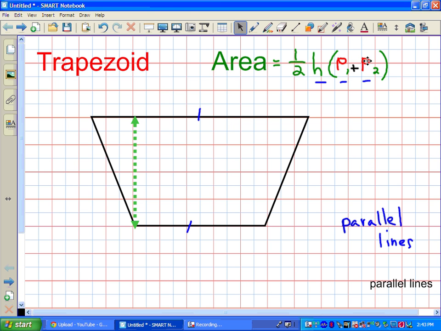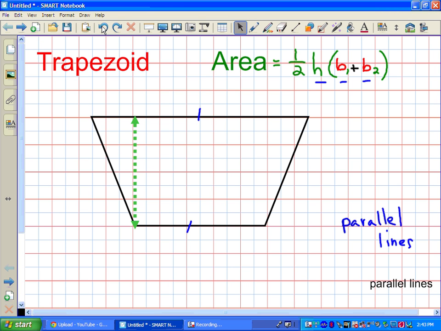Now, to me, that makes sense because that would be your parallel lines, even though we called it base 1 and base 2. I better put that back before I get in trouble with some mathematicians. They probably wouldn't like that. But to me, it makes sense.